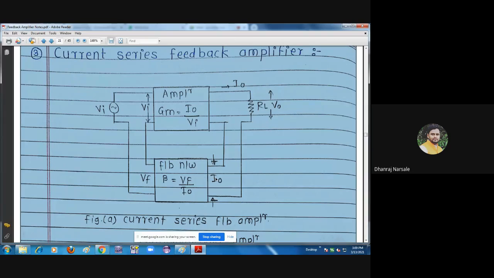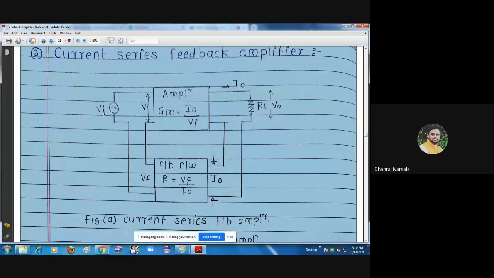Here, as IO is the input for the feedback network, that feedback network converts that input current to a proportional output voltage, and this is known as the feedback voltage VF. Input is the current, output is the voltage VF. So the factor beta, or the fraction of the output signal, is given by VF divided by IO. Then that feedback signal VF is connected in series with the input.